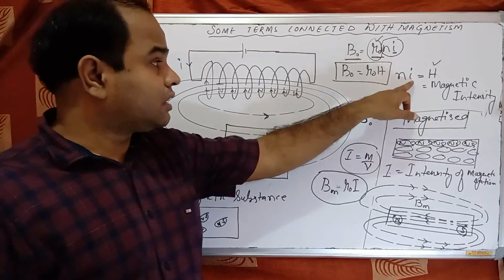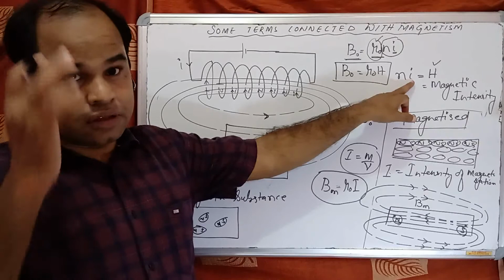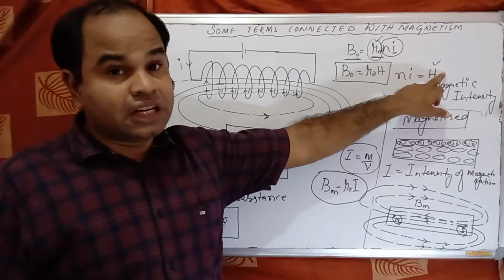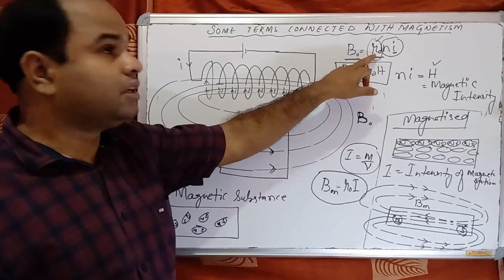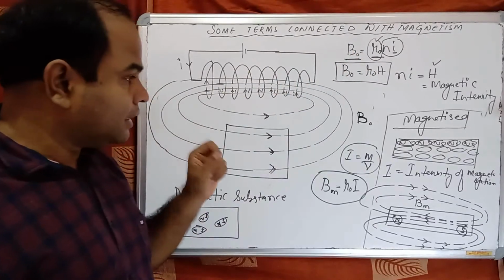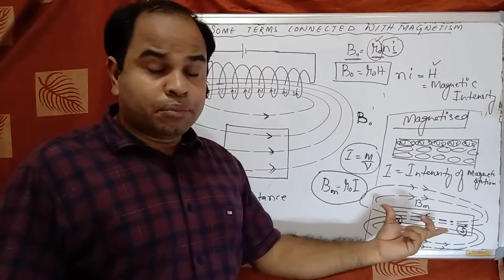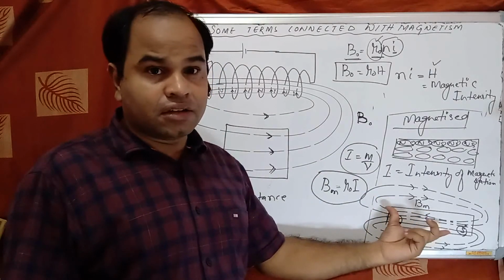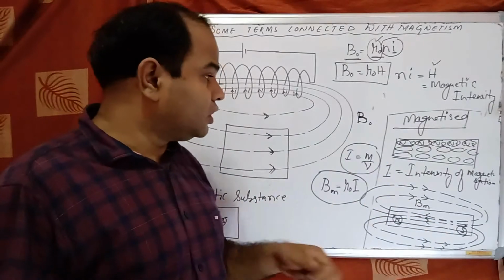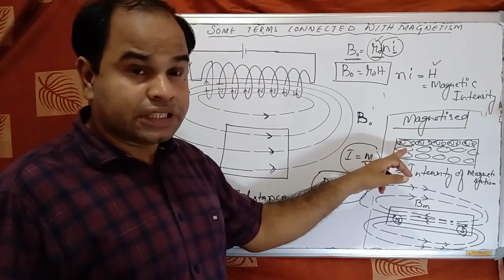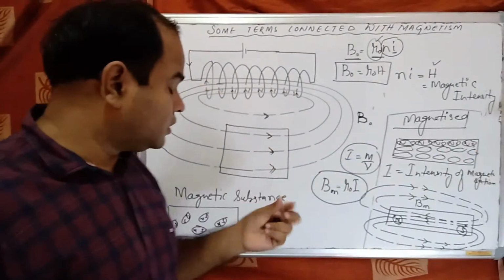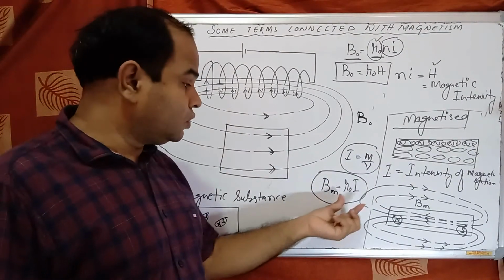Because the current flowing in the loops of the solenoid produces magnetic field lines, and these field lines travel through the medium, there is a magnetic field strength. The magnetized magnetic substance's magnetic field strength is due to the alignment of these dipoles in a particular direction, that is I. So we can say this Bm is equal to mu naught into I.